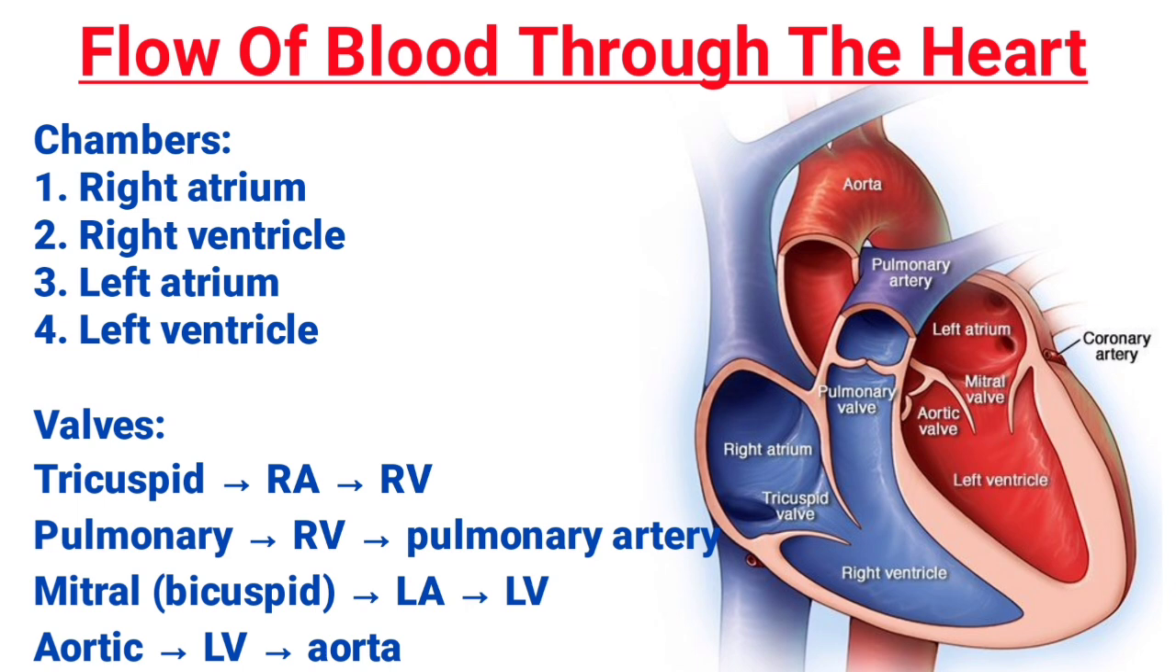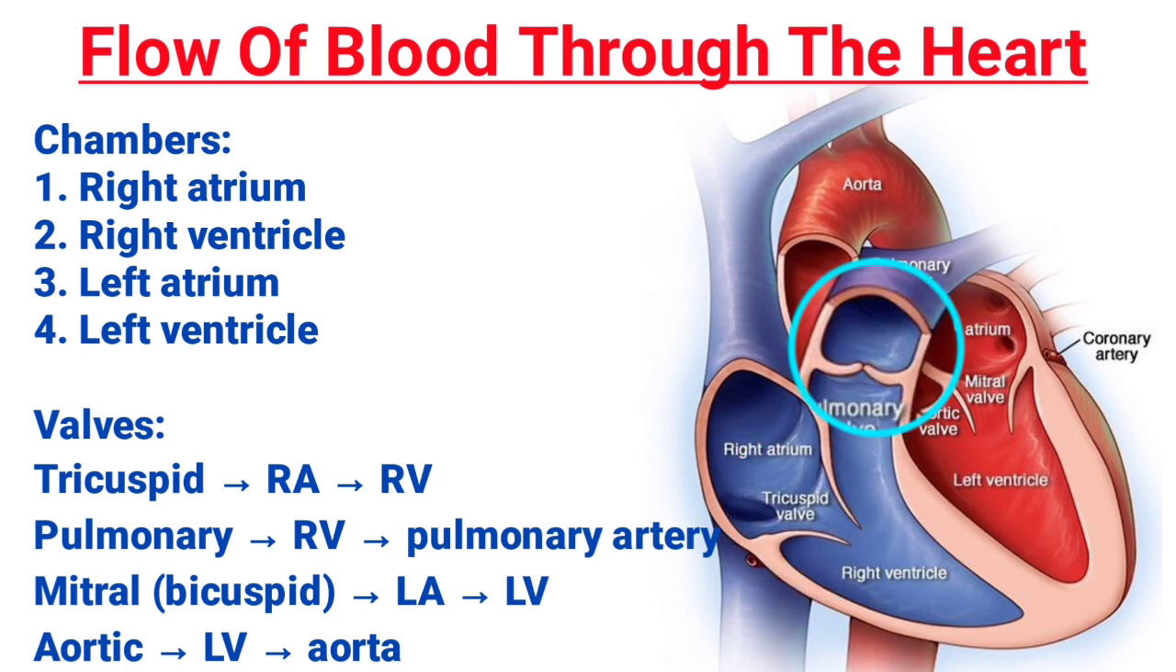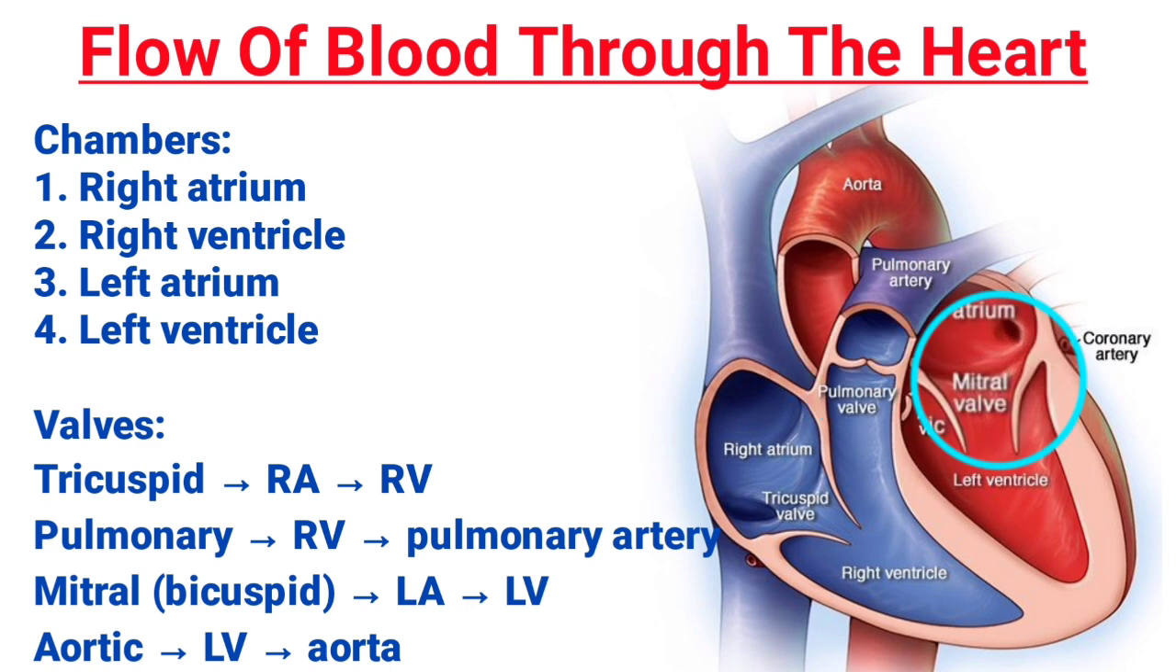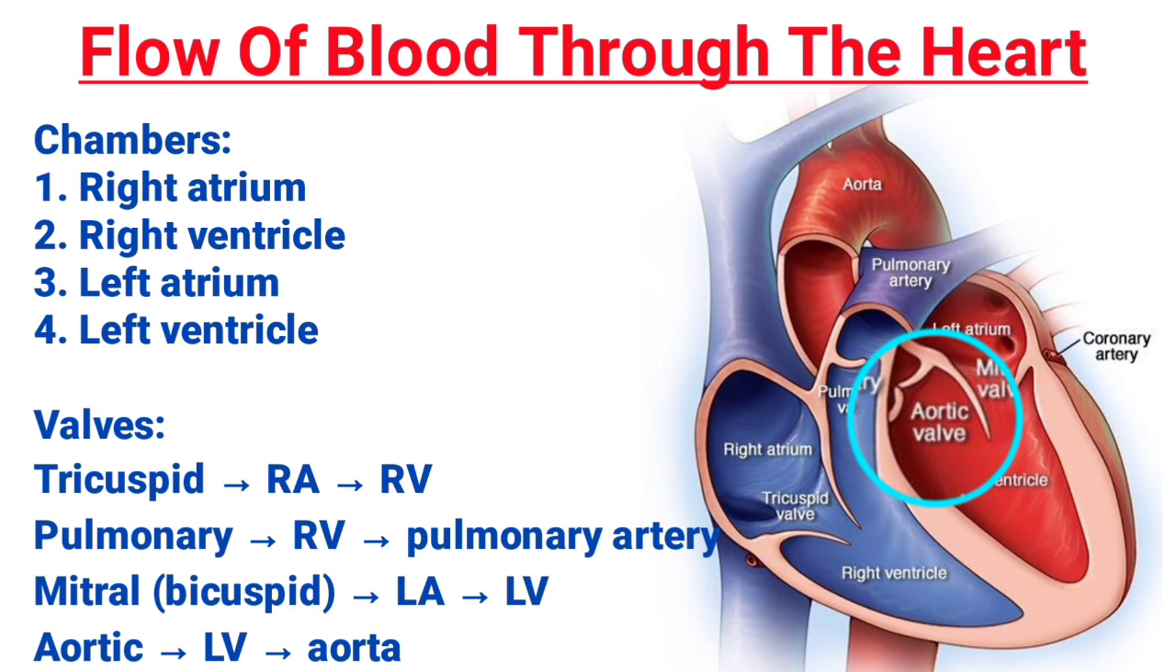The tricuspid valve is found between the right atrium and the right ventricle. The pulmonary valve is found between the right ventricle and the pulmonary artery. The mitral valve, also called the bicuspid valve, is found between the left atrium and the left ventricle, while the aortic valve is found between the left ventricle and the aorta.